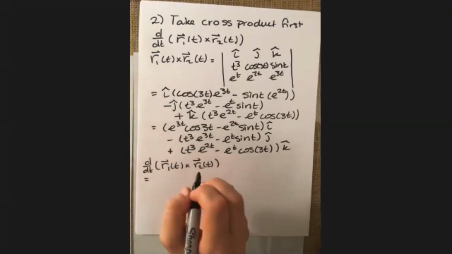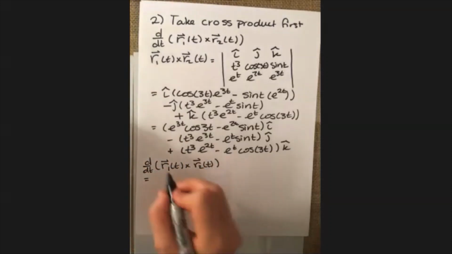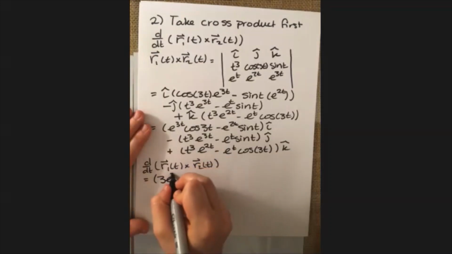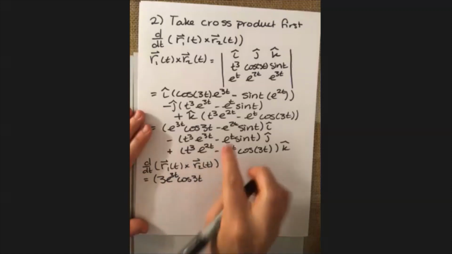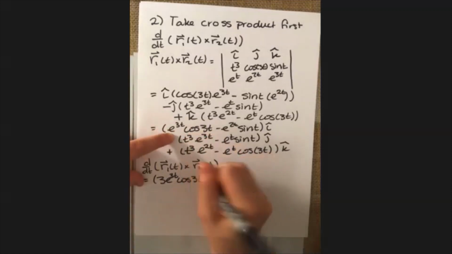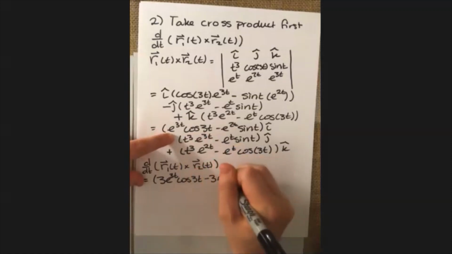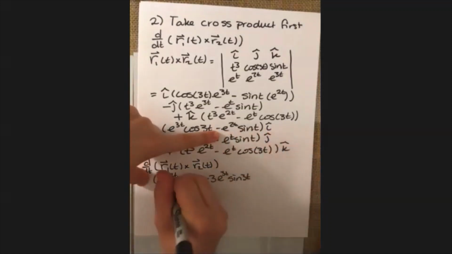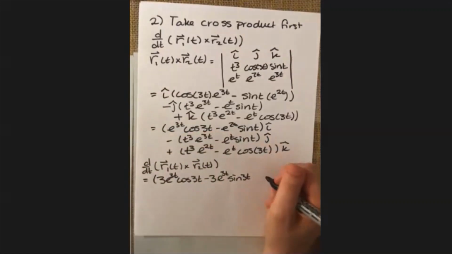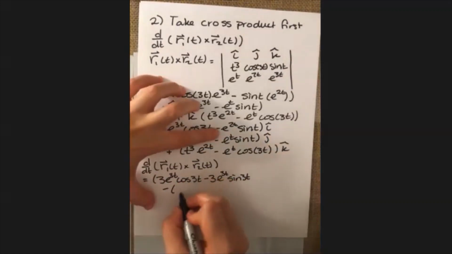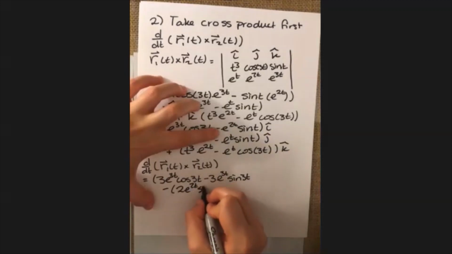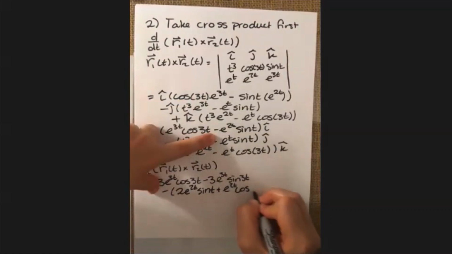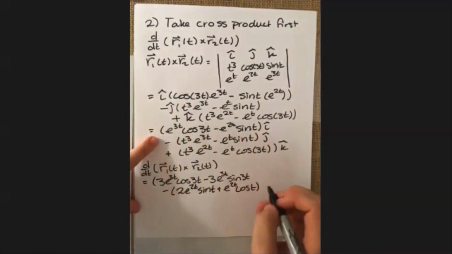we are going to get, all right, here we go. 3e to the 3t cosine of 3t. And then this guy requires the product rule, so we're going to have minus 3e to the 3t sine of 3t. And then product rule here too. So minus 2e to the 2t sine of t plus e to the 2t cosine of t. Okay, now that finishes everything in the i hat part.